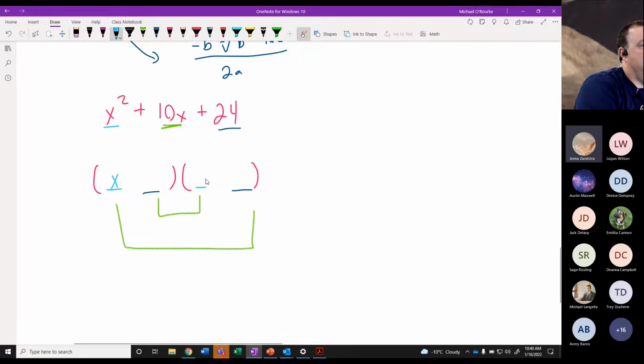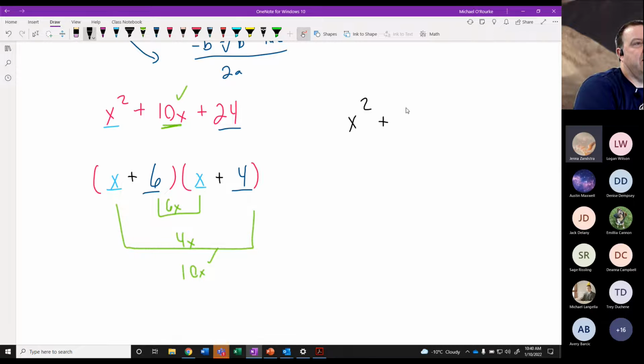So x and x go here. X times x makes x squared. And then 6 times 4. Those add up. 6x plus 4x equals 10x. Perfect. Okay, let's do one more.